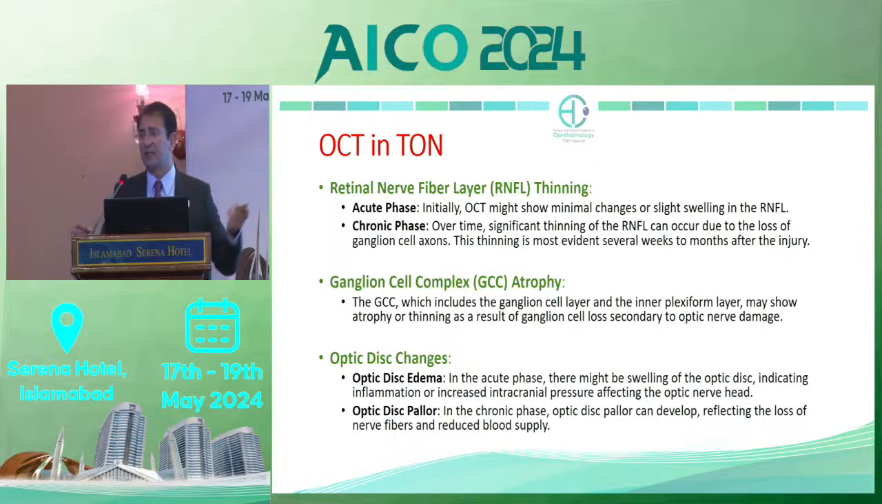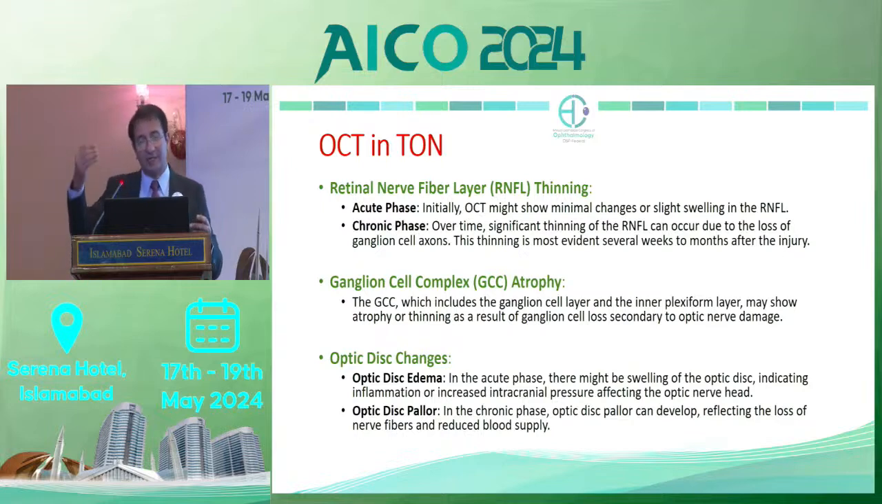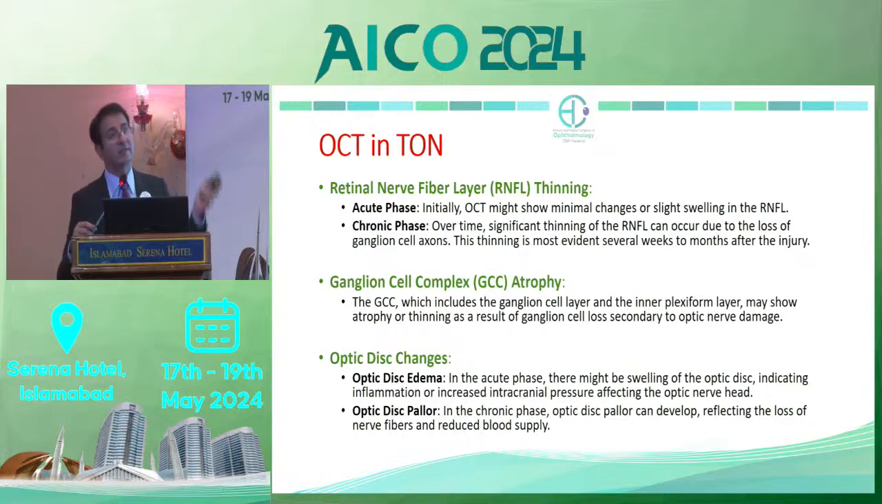OCT, the easiest thing that we can do is get an OCT done, but there is a catch in the OCT. The acute phase shows something very different and the chronic phase shows something really different. In the acute phase, there is swelling of the optic nerve. And in the chronic phase, the retinal nerve fiber layers start thinning down. So the level of thinning again points out how much extent of damage there is and what the actual prognosis would be.